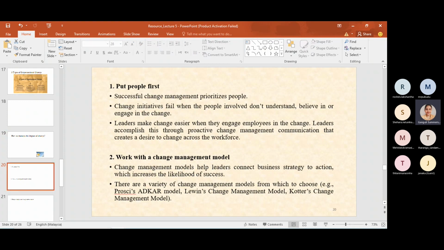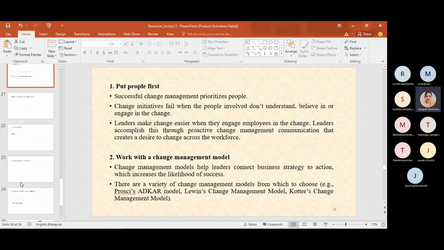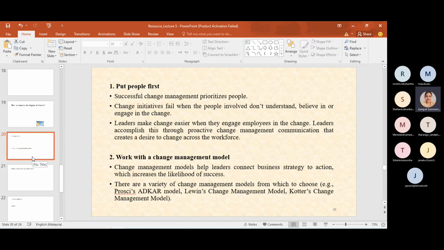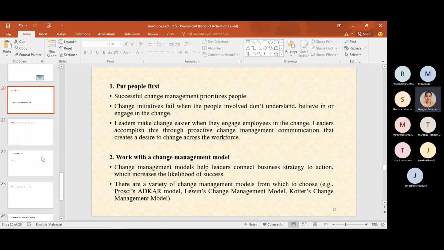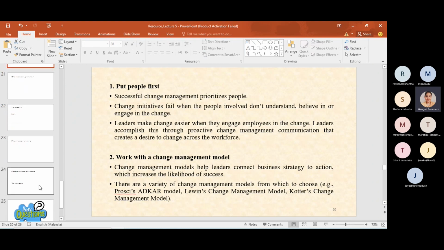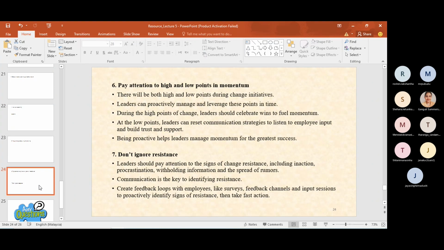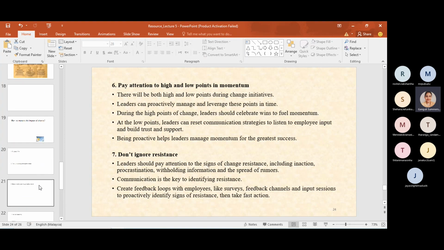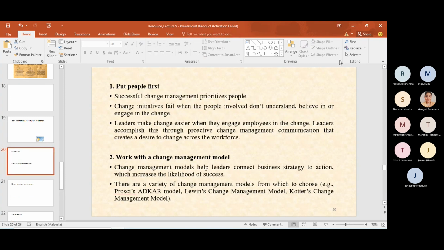So now let's see what you can do to manage the impact of changes. We will discuss seven strategies that you can follow to manage the impact of changes. Give me 1 second, guys.